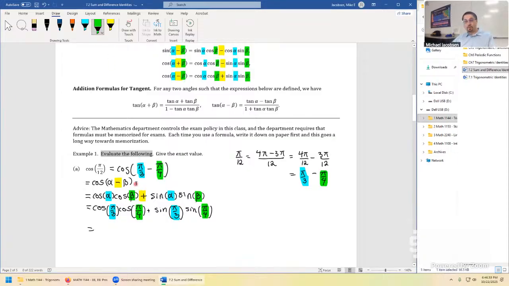Then I cited cosine alpha minus beta. This is just me rewriting the identity in this middle step. And here we plugged in the angles we were using. Any questions at all, folks, getting down to this line here?